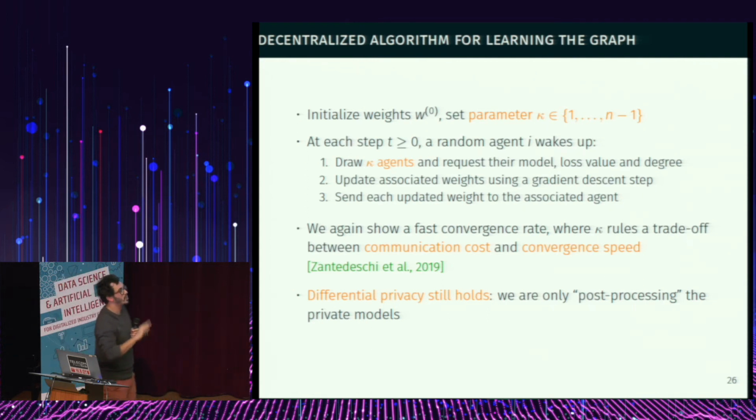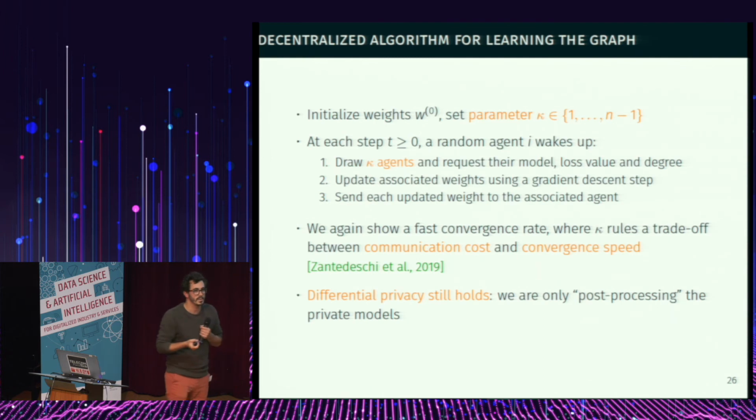There's some kind of interesting block structure, but I'm going to skip those details. And then this kappa number of users that I update the weights rules some kind of trade-off between communication cost and convergence speed. If I ask for a bigger sample, then I can converge faster, but it costs me more communication. And something quite interesting here that I want to emphasize is that we're still concerned about privacy, so what about the information that I can leak through this step?